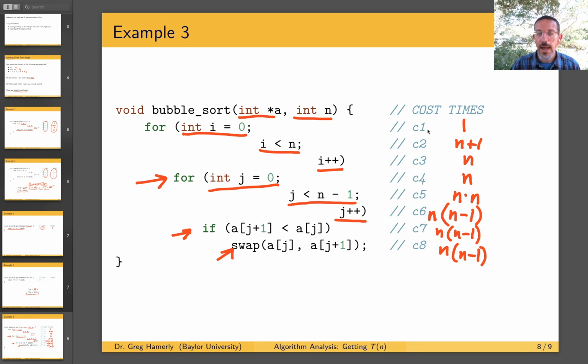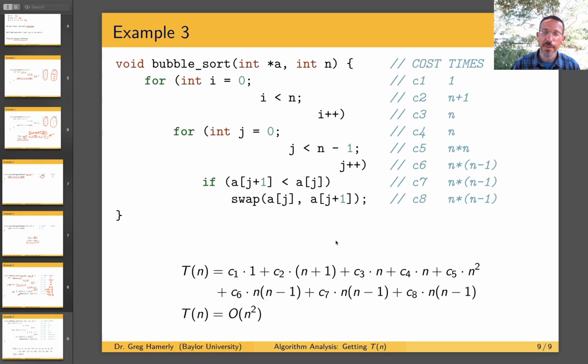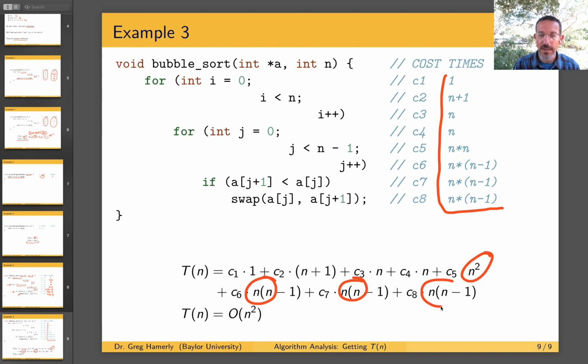So after all of this, to get our T of n, we multiply C1 times 1, C2 times quantity n plus 1, and so on, okay? So here we've written in all the times like we did before, and we have T of n equals C1 times 1, C2 times quantity n plus 1, etc. And we're going to have some n squared terms in here, here, here, and here.